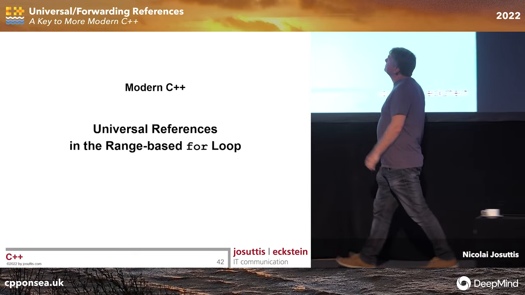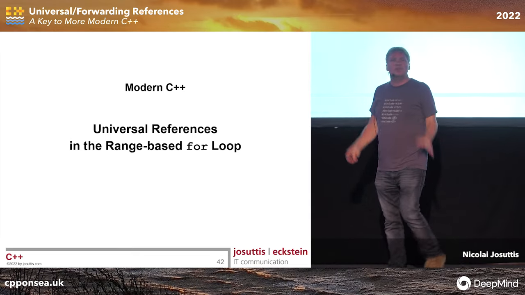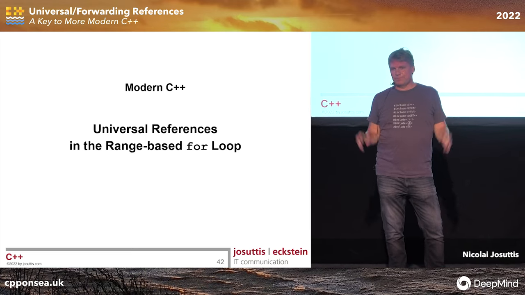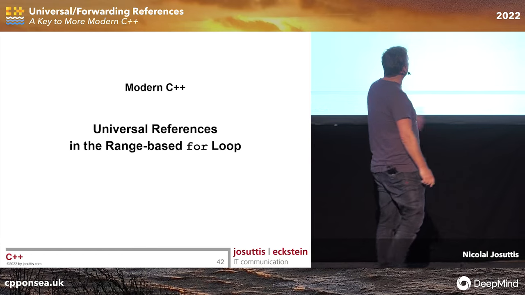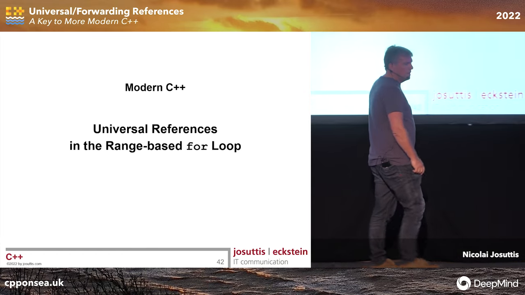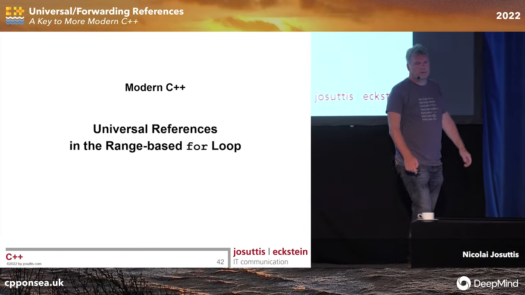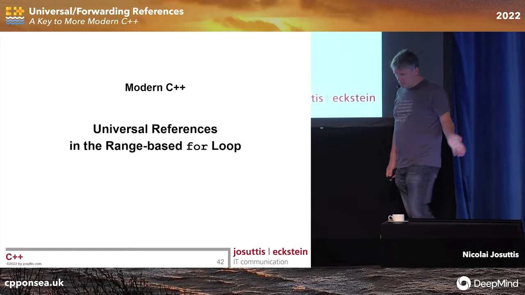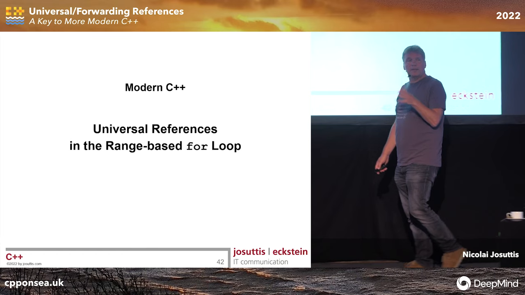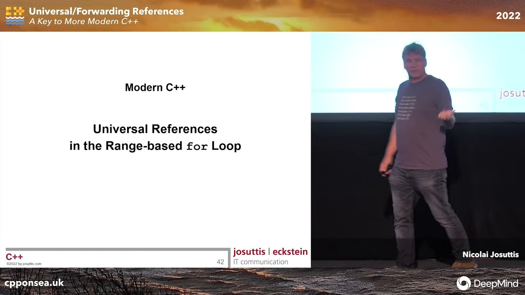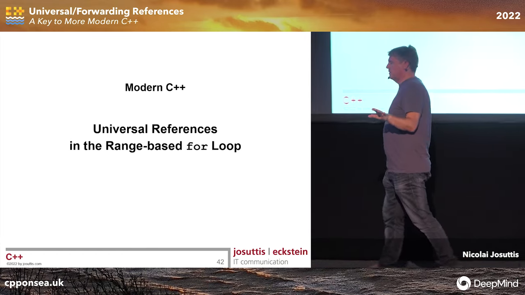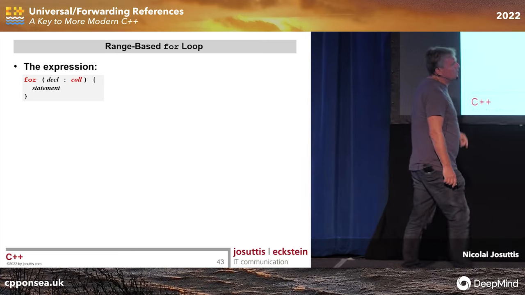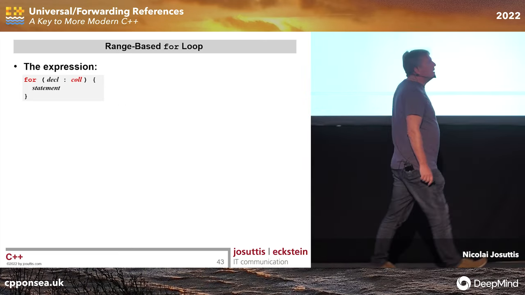Okay. Let's talk about using universal references in real life. And the first thing I want to talk to you about is the range-based for loop. I don't talk this time about how broken it is, and the standard committee is not willing to fix it now for 10 years. That's a different topic. I'm still pissed, you hear that. I talk about something different.